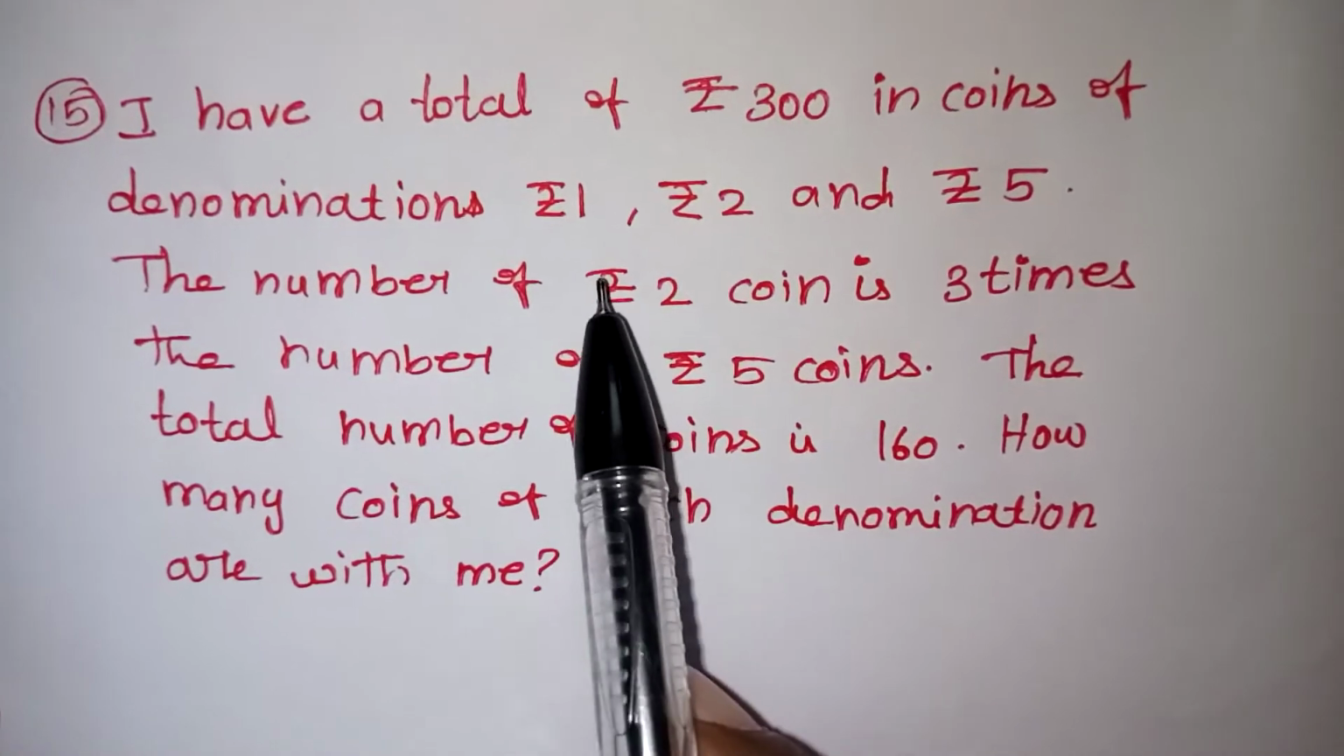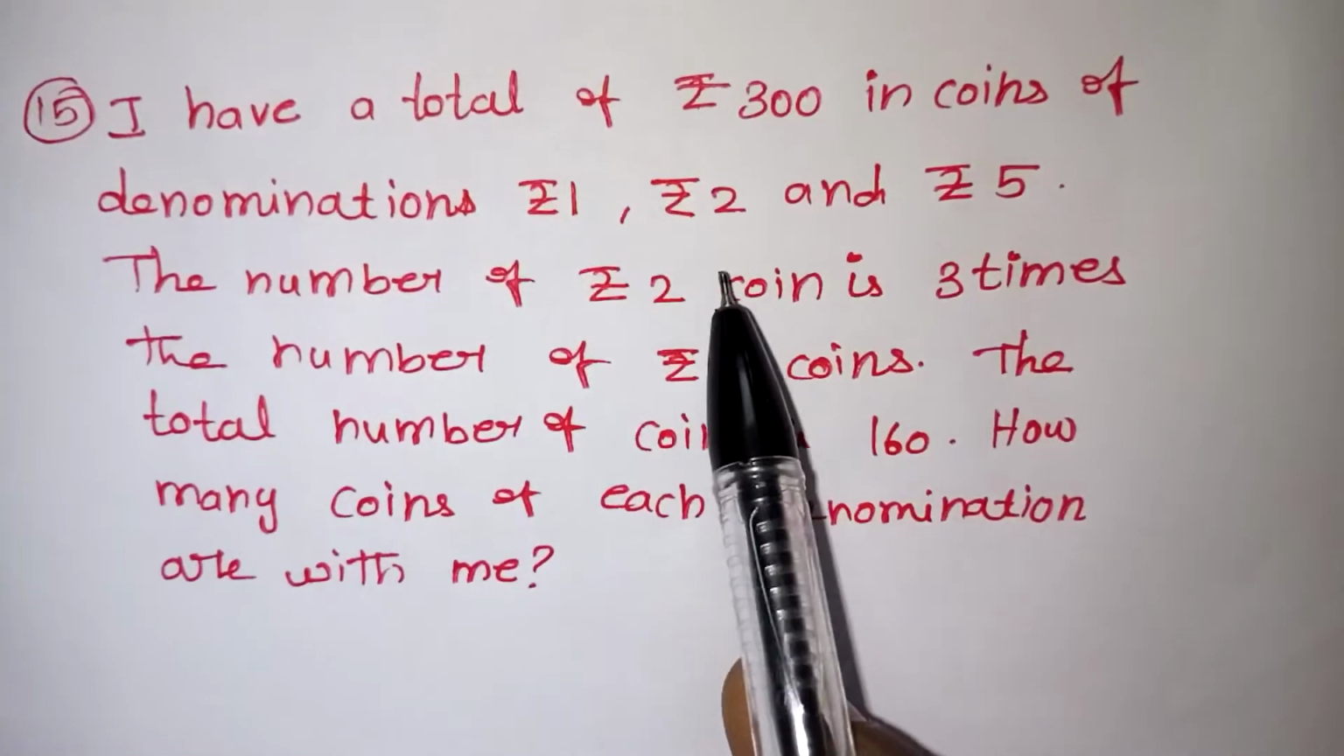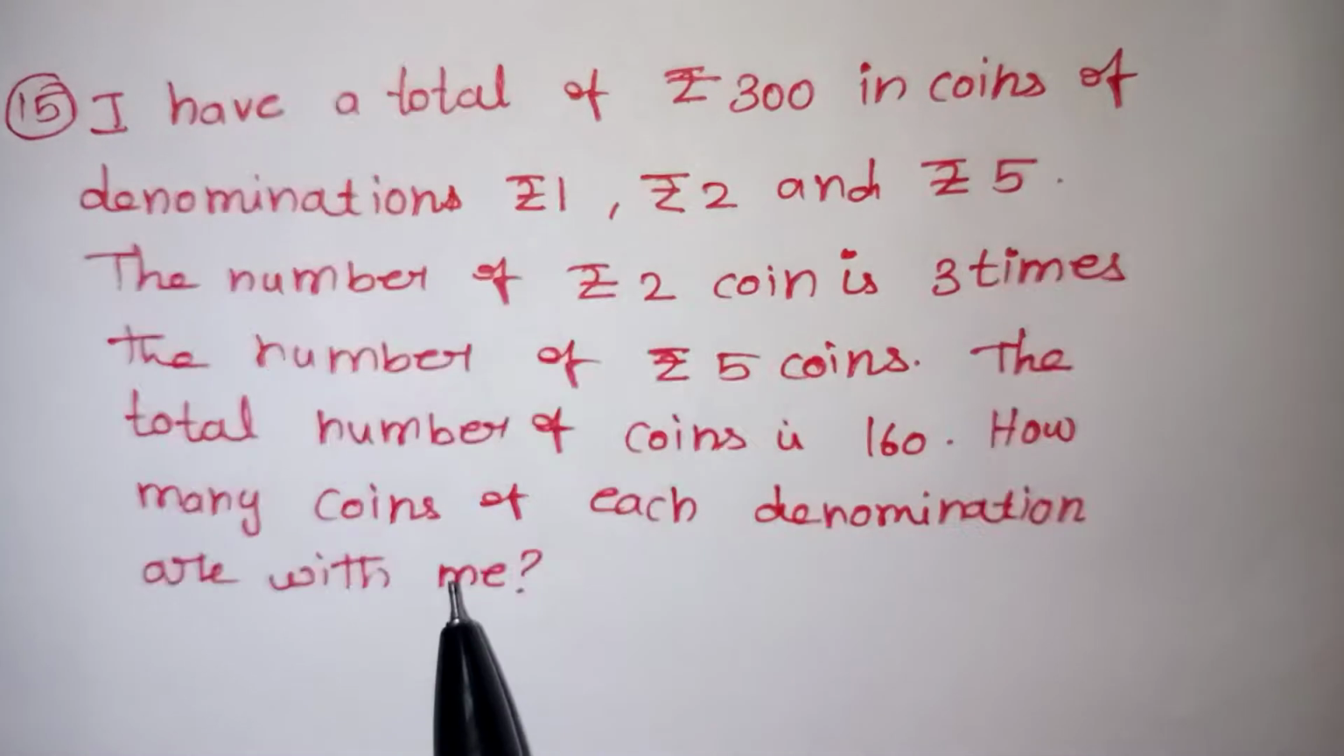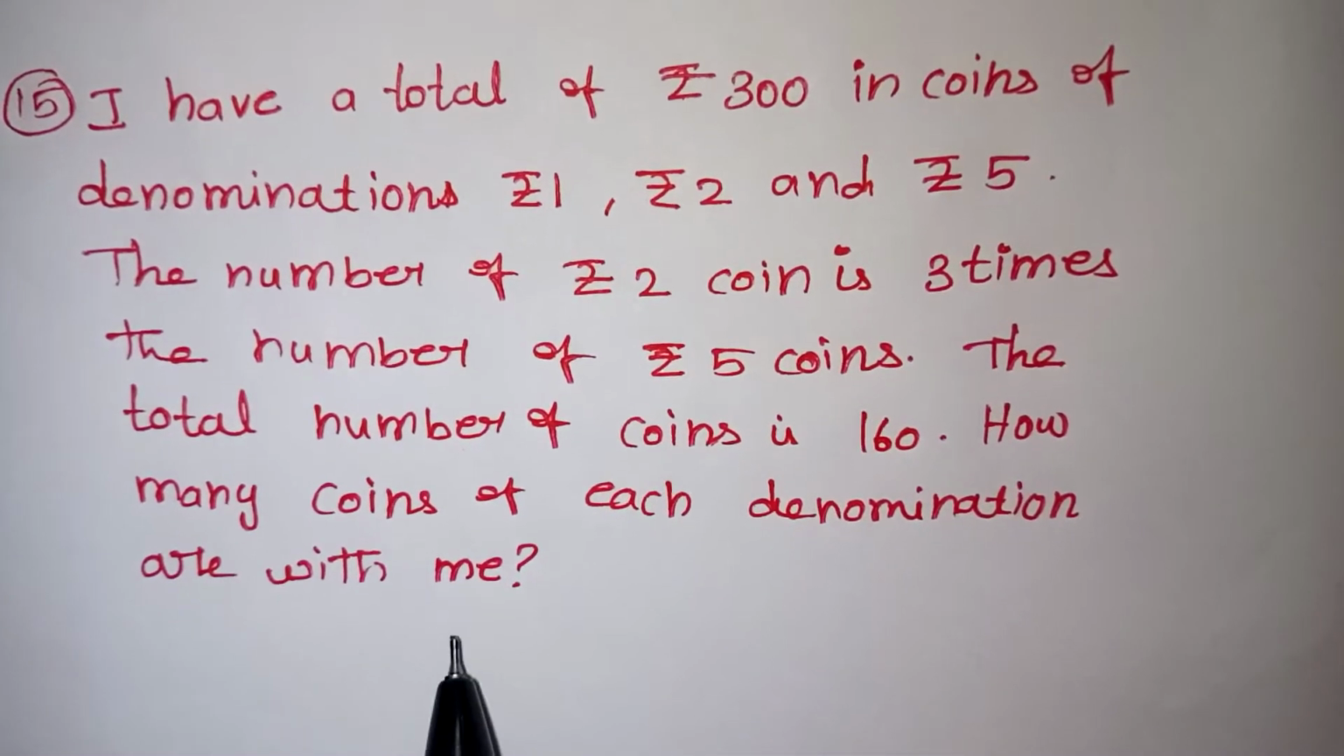So here the question is about 1 rupee, 2 rupee and 5 rupee coins. How many 1 rupee coins are there? How many 2 rupee coins are there? How many 5 rupee coins are there? That we should find out. That is the question. How many of each denomination are with me is the question.